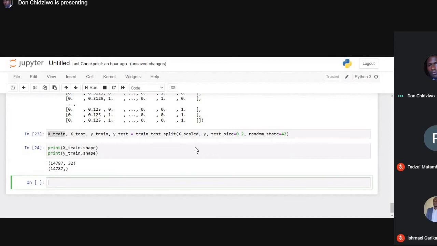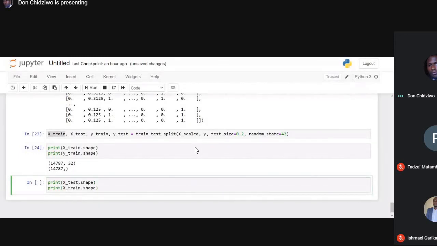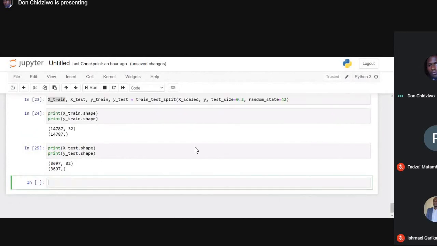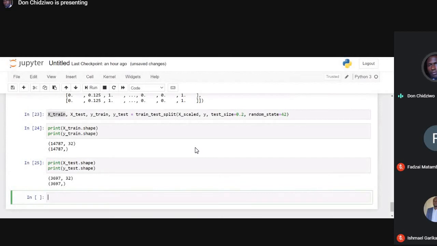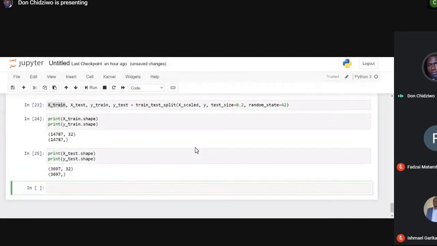Because of one hot encoding, my columns increased from 11 to 32. Model equals sequential.